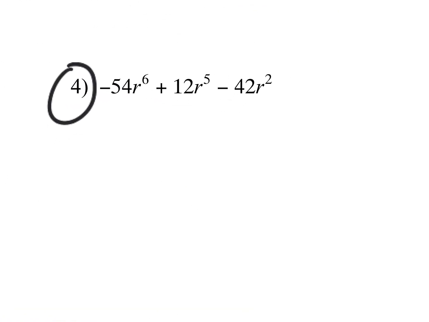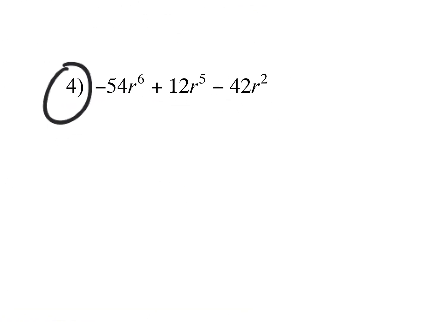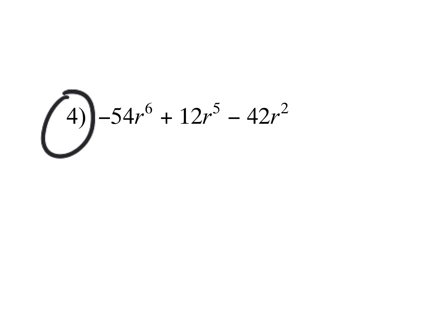Number 4: negative 54r to the 6th plus 12r to the 5th minus 42r squared. Okay, a little tricky, but what's the biggest number that goes into all three of these numbers here? I'll give you a trick for this, okay? Pick the smallest number. What's the smallest number we have here? It is 12. I'm going to list the factors of 12, which are 1 and 12, 2 and 6, okay? It's kind of hard to tell what the biggest factor is.